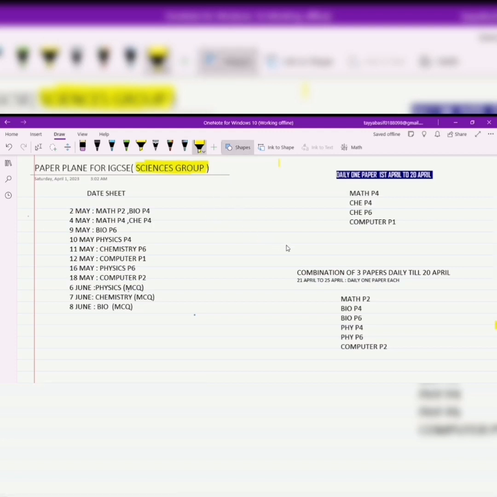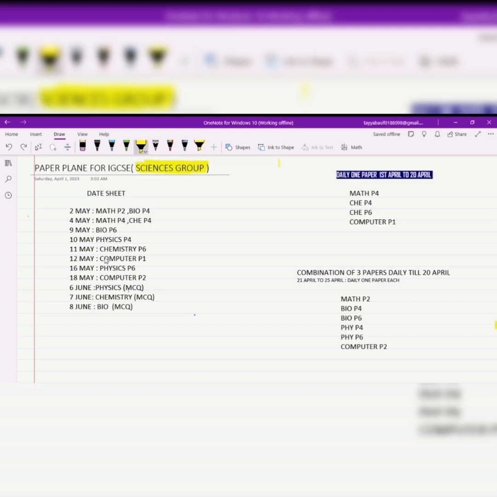The first thing I did is gather all the dates. I have made a list of all the dates on which you are going to appear. You are going to appear for maths P2 and biology P4 on 2 May. On 4 May you are going to appear for maths P4 and chemistry P4, biology P6, 9th May, and physics P4, all the way down. You can see on the screen that all the dates have been listed.